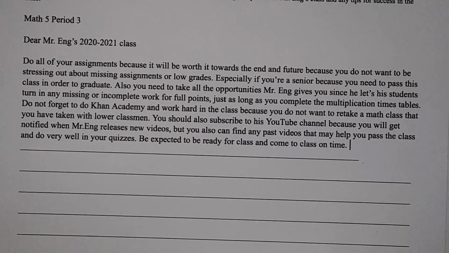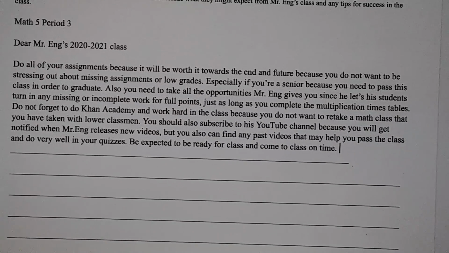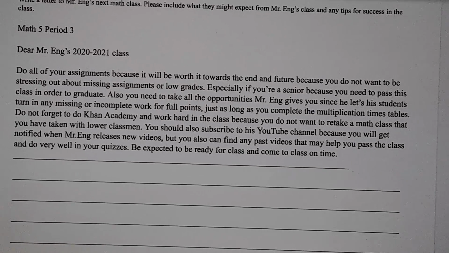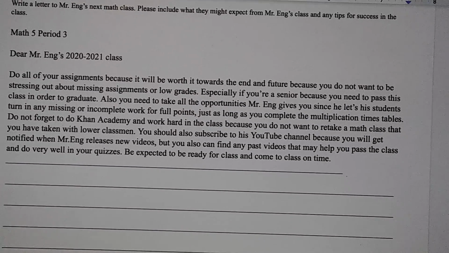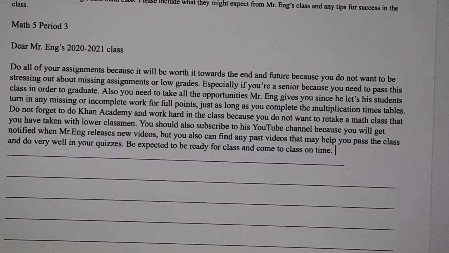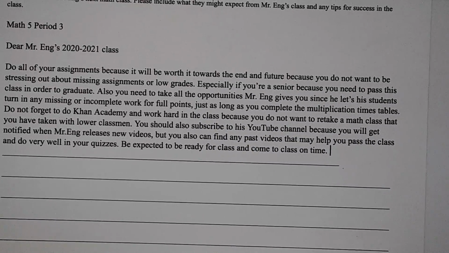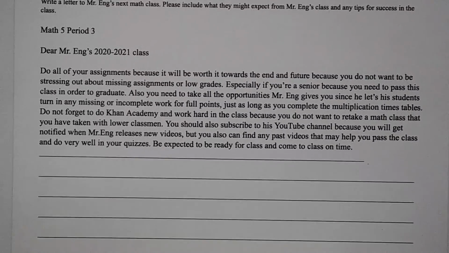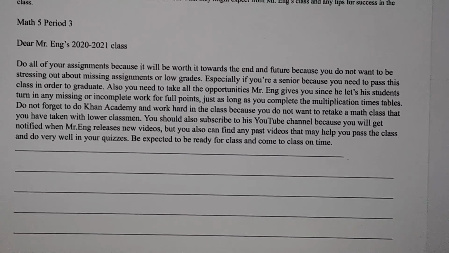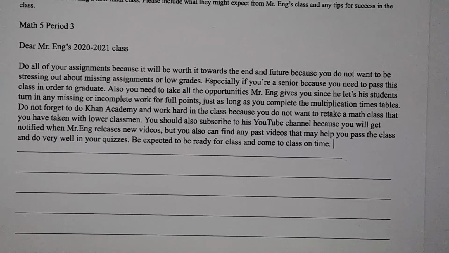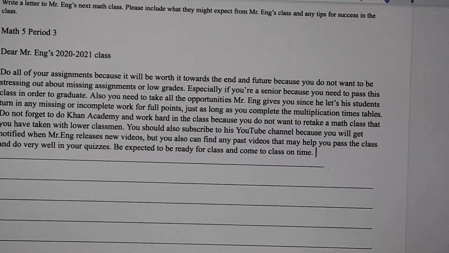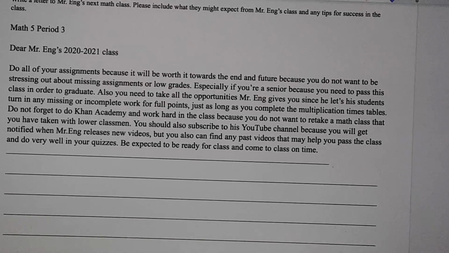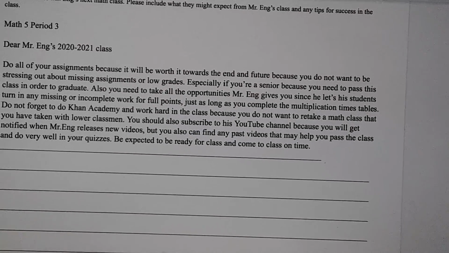Also, you need to take all the opportunities Mr. Eng gives you, since he lets his students turn in any missing or incomplete work for full points, just as long as you complete the multiplication times tables. Do not forget to do Khan Academy and work in the class, because you do not want to retake a math class that you have taken with lower classmen.